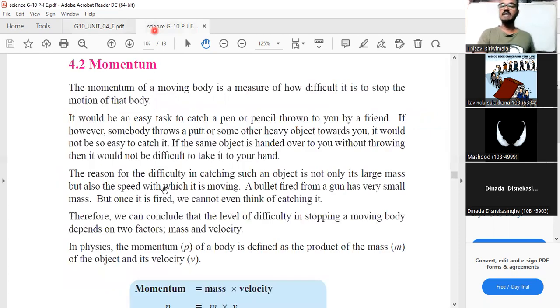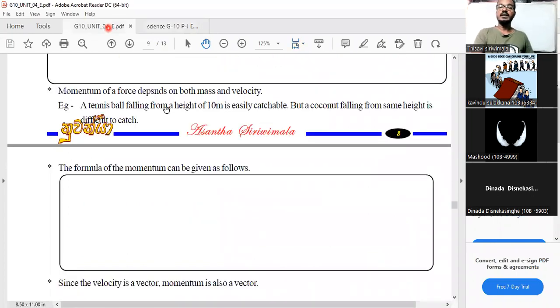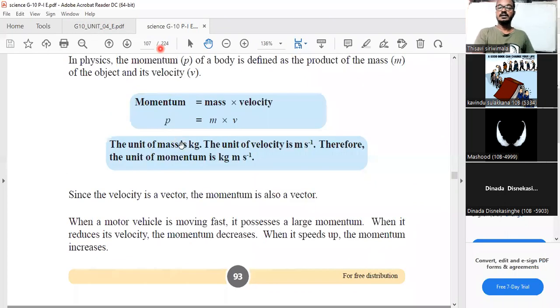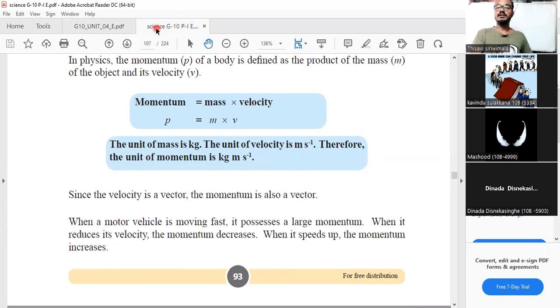Momentum equals mass into velocity, p equals m into v. And again, in the same box you can write the units. Mass is kilogram, velocity is ms minus 1, so therefore the momentum unit is kg ms minus 1. So all these things should be written in this box. Since the velocity is a vector, momentum is also a vector. You can write it in that box.